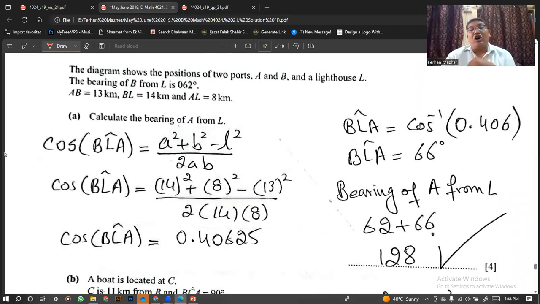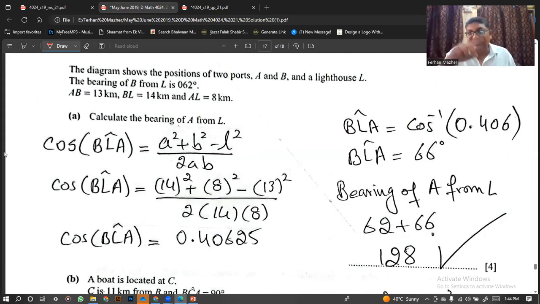Okay, so cos of BLA will be equal to (A square plus B square minus L square), whole thing divided by 2AB. So the cos of BLA will be equal to, in the numerator, we have 14 square plus 8 square minus 13 square, divided by, in the denominator, we have 2 into 14 into 8.